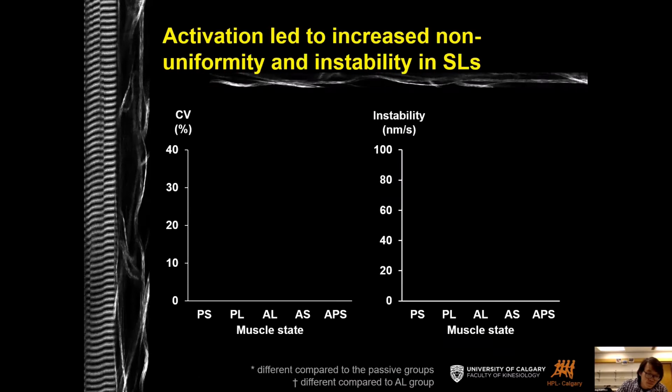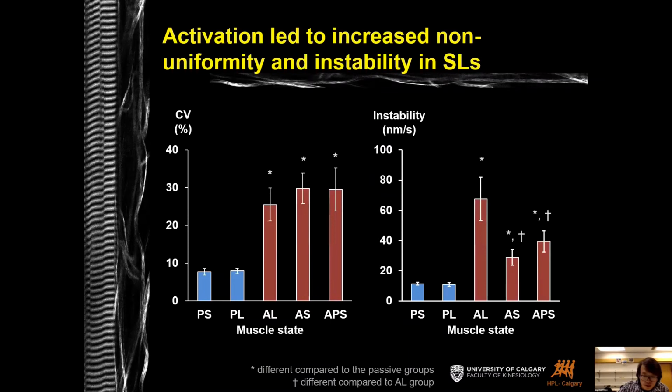Here's the result. The graph on the left shows sarcomere length non-uniformity in terms of coefficient of variation, and the graph on the right indicates sarcomere length instability in nanometer per second. Under passive condition, sarcomere length non-uniformity and instability read about 8% and 10 nanometer per second respectively.